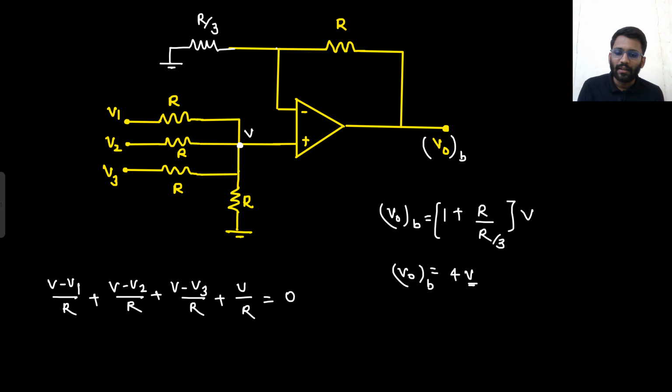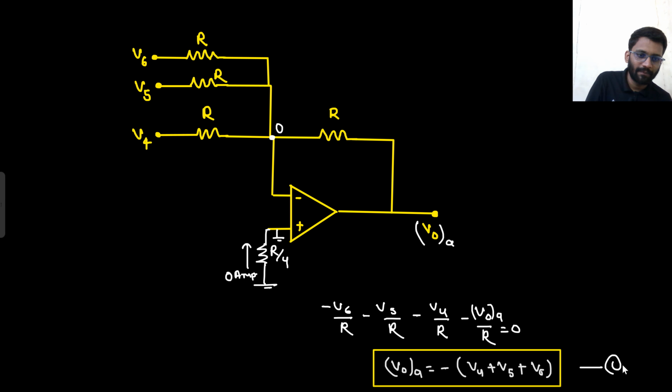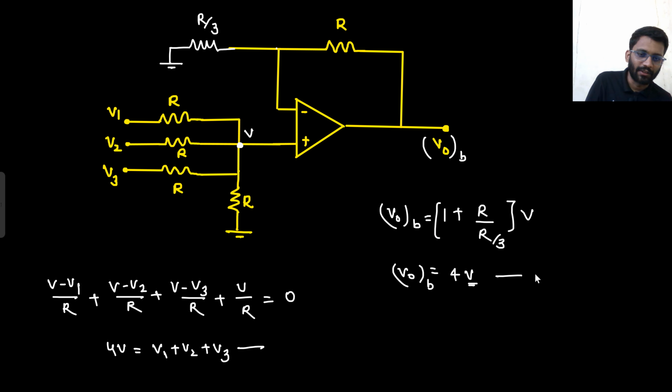Let's forget about this R. So it would be 4V, and 4V would be equal to V1 plus V2 plus V3. Let's call this equation 1, this equation 2, and this equation 3.